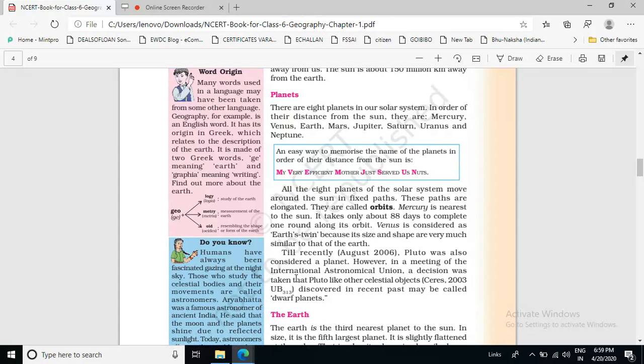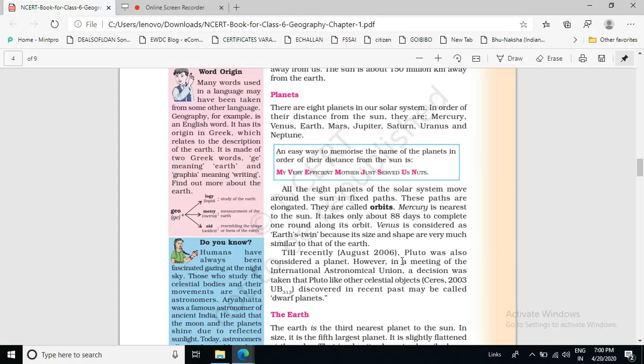Okay. Now, there is one more thing to know, that till recently, actually, till August 2006, Pluto was considered a planet. Till August 2006, there were considered to be 9 planets. Okay, and the ninth planet was Pluto. We have seen this: Mercury, Venus, Earth, Mars, Jupiter, Saturn, Uranus, and Neptune. After Neptune, there was Pluto. But in August 2006, what happened?